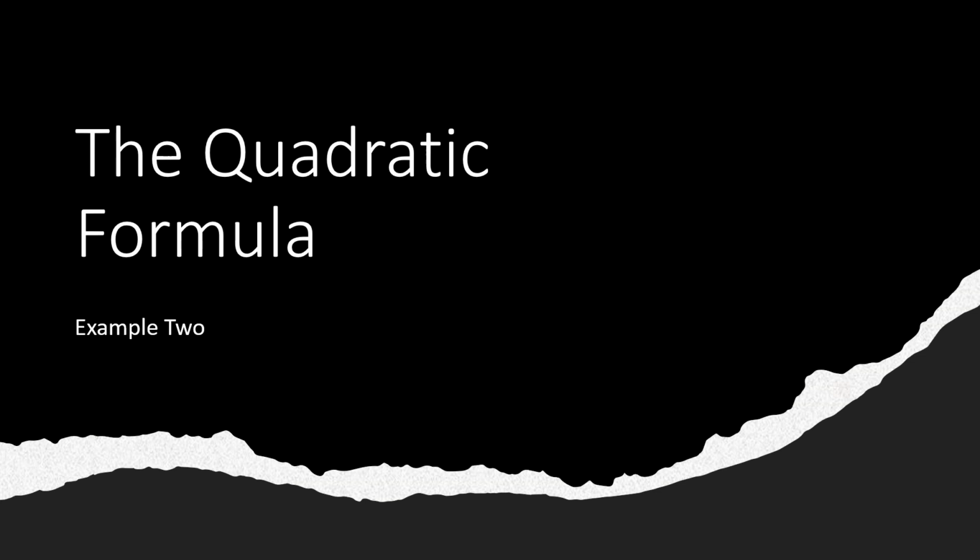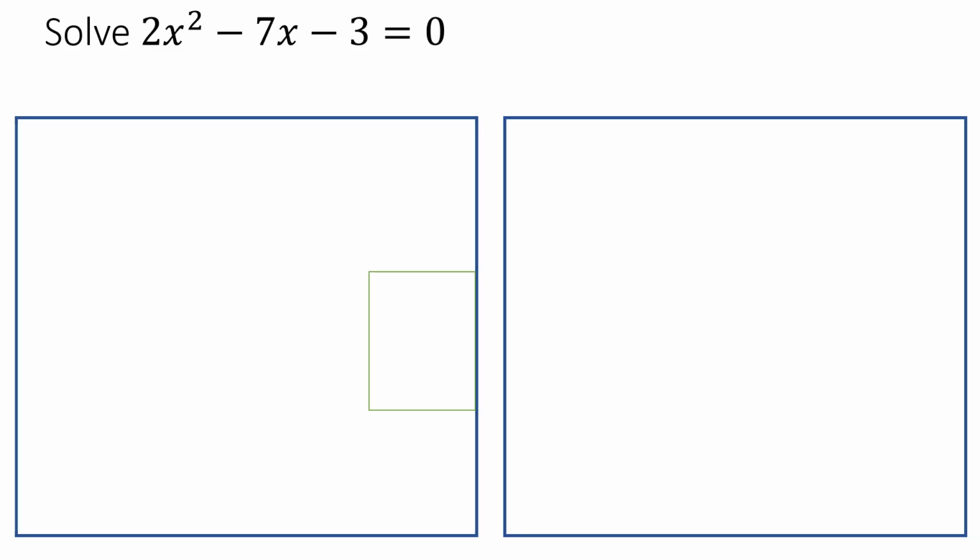So this is a second example using the quadratic formula to solve a quadratic equation. To solve this equation, 2x squared minus 7x minus 3 equals 0, we're going to use the quadratic formula. We first start off by identifying the values a, b, and c.